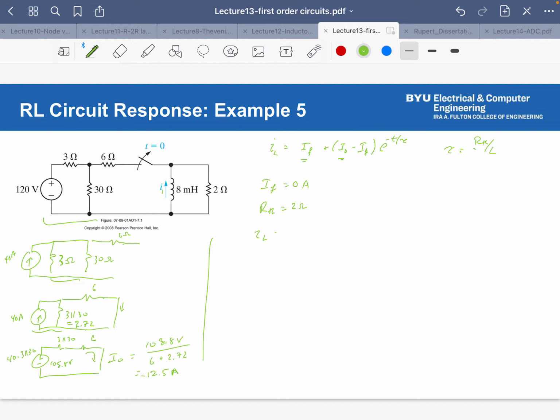All right, so IL is going to be the final current, 0, plus the initial, minus 12.5, minus the final, 0, e to the minus t over tau, and tau is 2 divided by 8 millihenries, which is going to be, what, 0.25. I'm sorry, this is L over R.